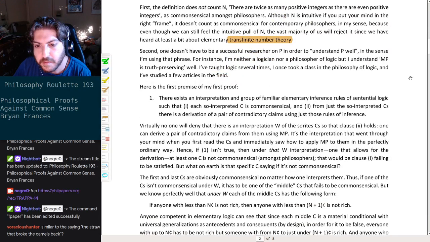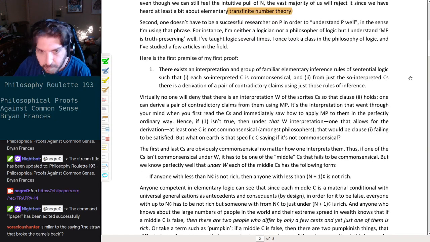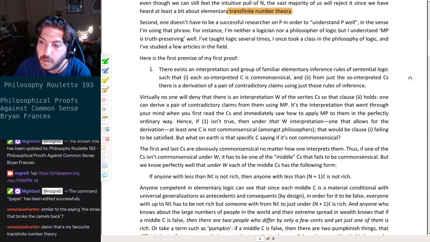Here is the first premise of my first proof. 1. There exists an interpretation and a group of familiar elementary inference rules of syntactical logic, such that 1. Each so interpreted C is commonsensical, and 2. From just the so interpreted Cs, there is a derivation of a pair of contradictory claims using just those rules of inference.